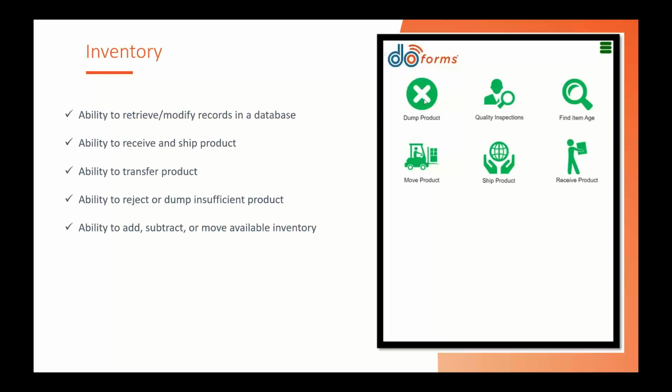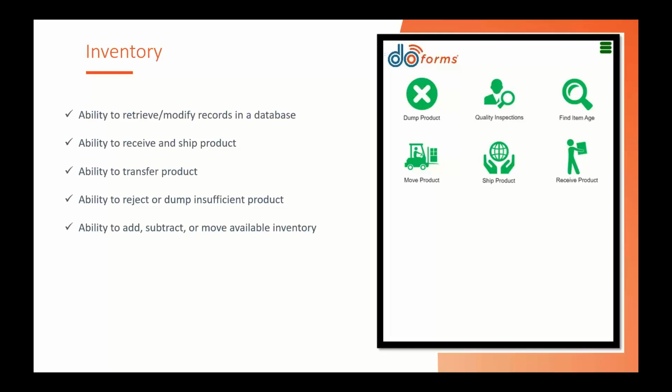We have dump product, which, like I mentioned earlier, the specific customer uses for fresh produce. So if they receive produce that is not acceptable, maybe it's past its expiration date, been dropped on the floor, something like that, they can basically go in there and mark a set quantity. So maybe they received 100 of them, but only 5 of them are damaged, or 5 of them are no good.